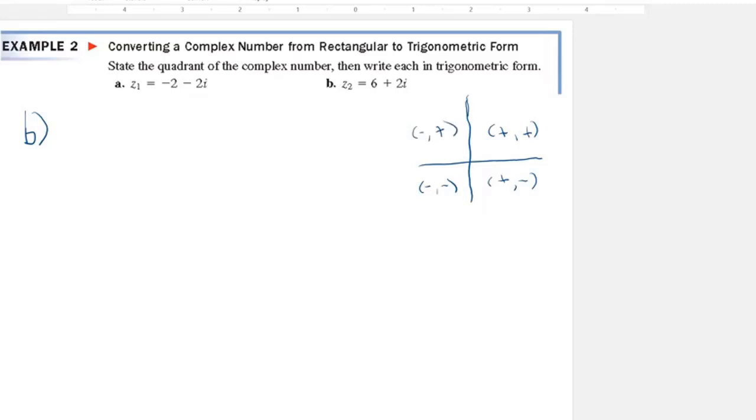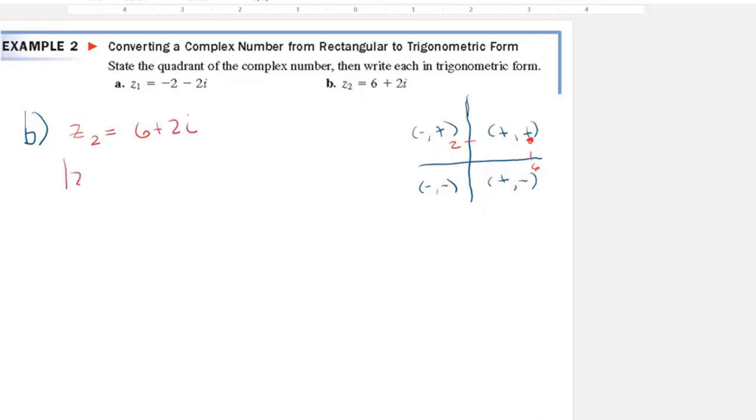If I were to graph Z2, I'll just call this 6, and I'll call this 2. So it would be this point right here. Now let's do the work. Z2 is equal to 6 plus 2i.